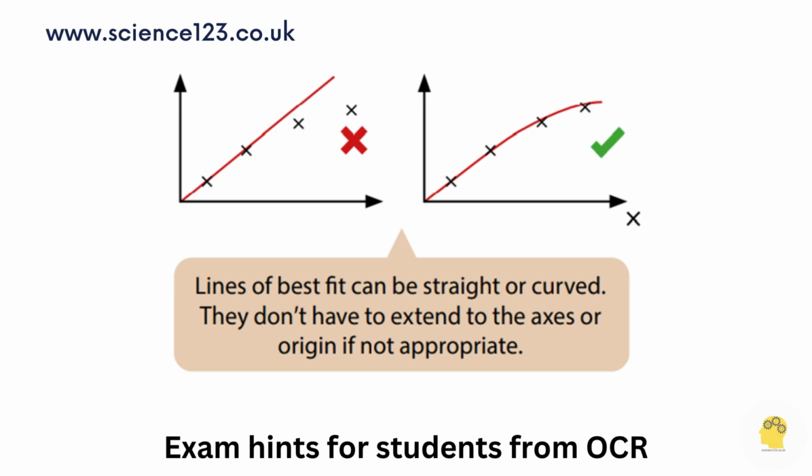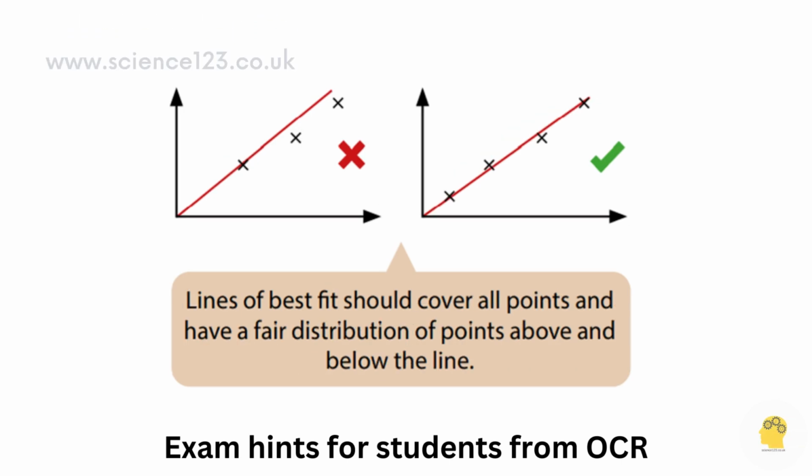There is no need to extend the line of best fit back to either of the axes or to the origin if this is not the trend shown in the data. But you do need to include as many points as possible, making sure that there are as many points above the line as below the line.